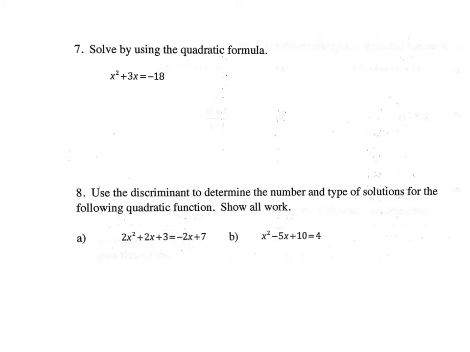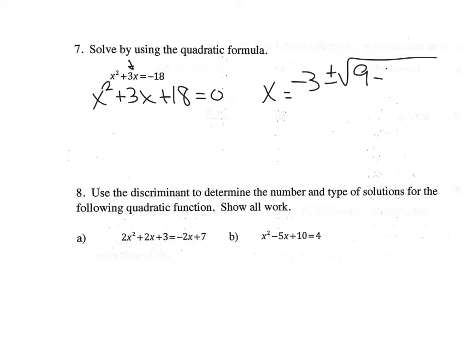You can't use the quadratic formula unless everything's on the same side. So I'm going to bring the 18 back over here, and the reason this is a good one to solve by quadratic formula is because you have an odd number in the middle. Completing the square would be a little messy. So just go work through it. X equals negative b, which is negative 3, plus or minus the square root, b squared minus 4ac all over 2a, which is 2 times 1.